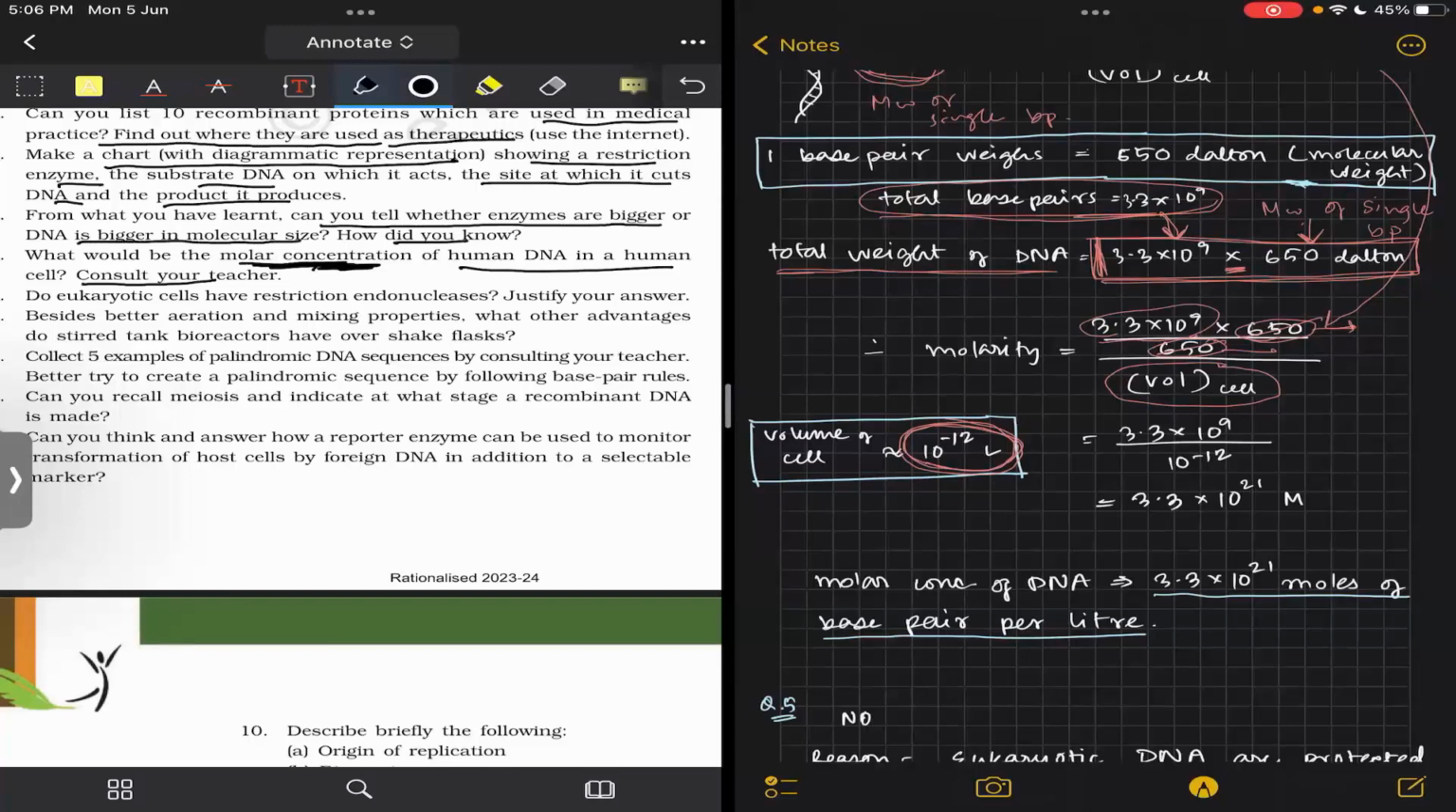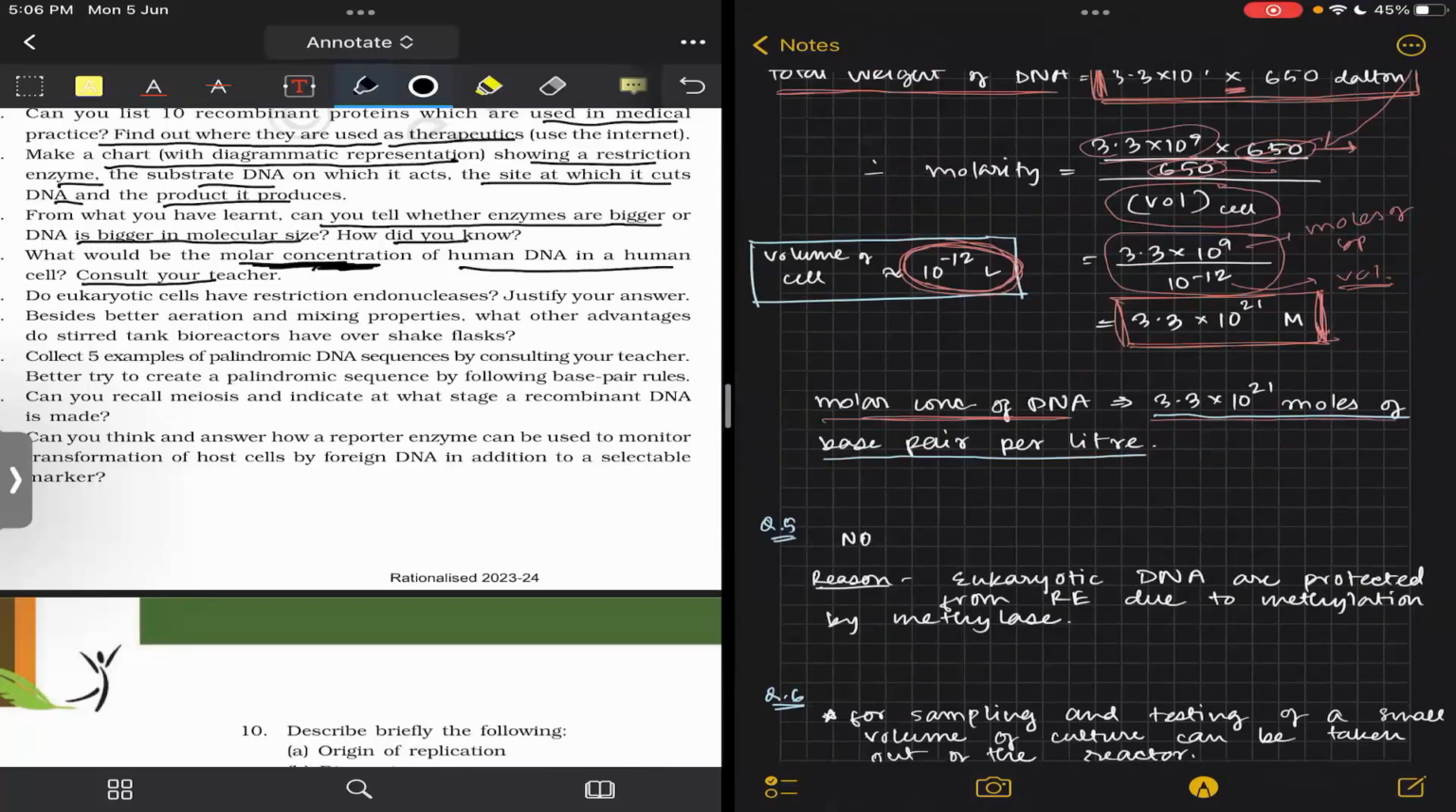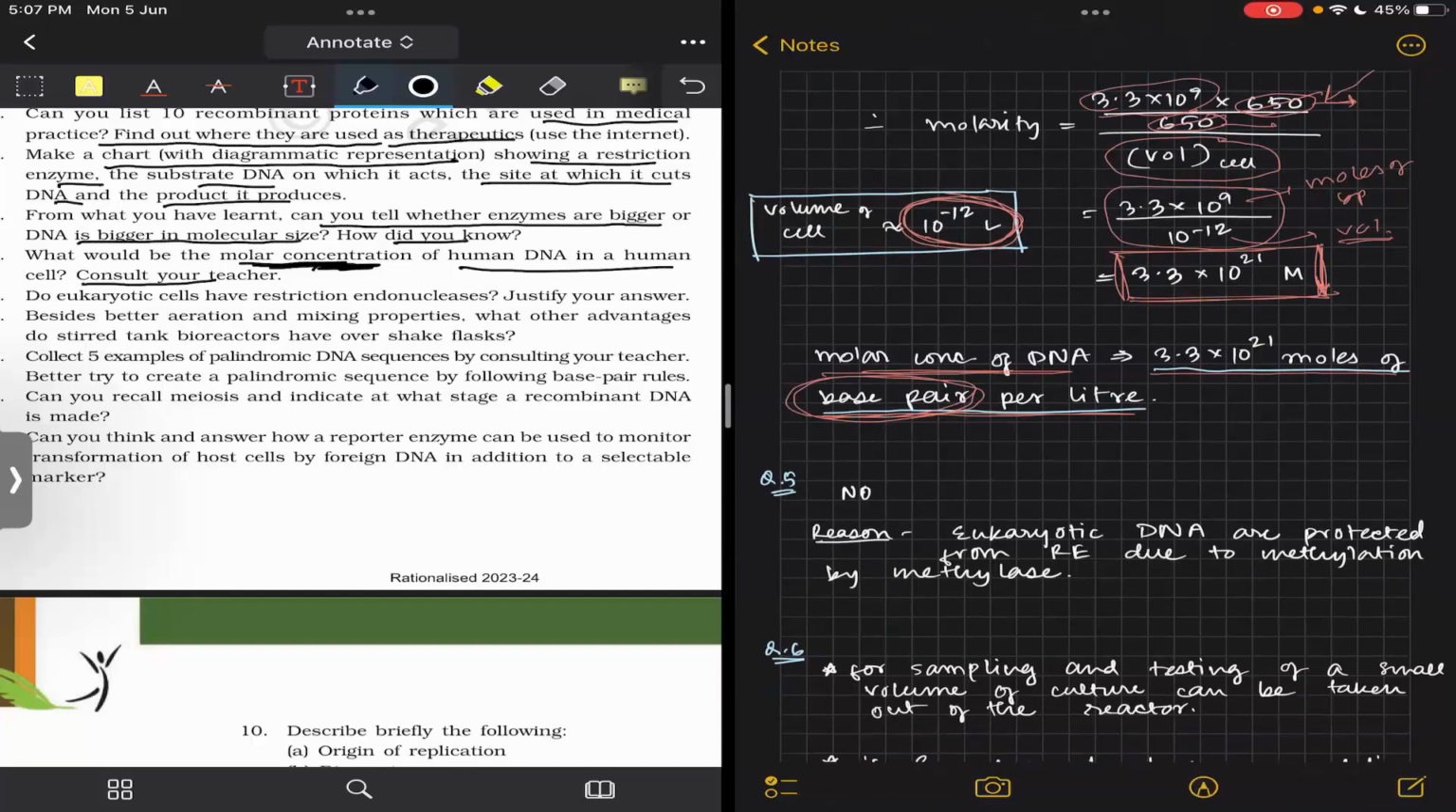So the answer that we are getting is 3.3 into 10 to the power 9, which is the number of moles of base pair, and 10 to the power minus 12, which is the volume of the cell. And the final answer would be 3.3 into 10 to the power 21 molar. And we can write it as the molar concentration of DNA is 3.3 into 10 to the power 21 moles of base pair per liter. So notice this, I have said moles of base pair. We are calculating the molar concentration of DNA on the basis of moles of base pair.